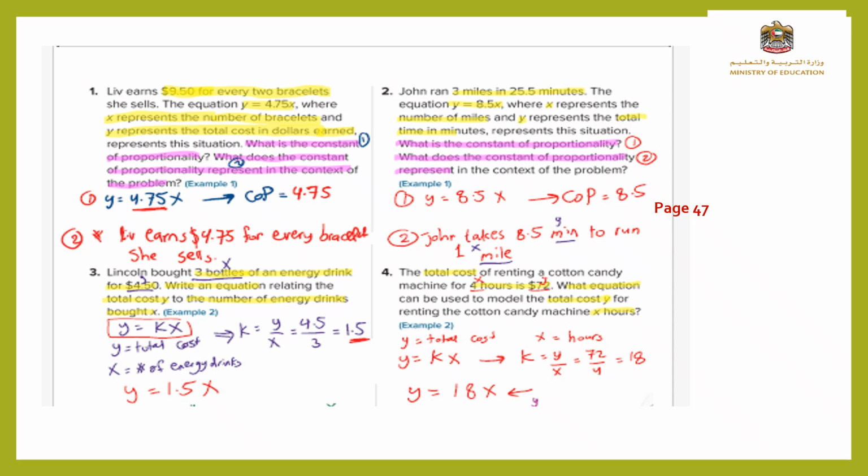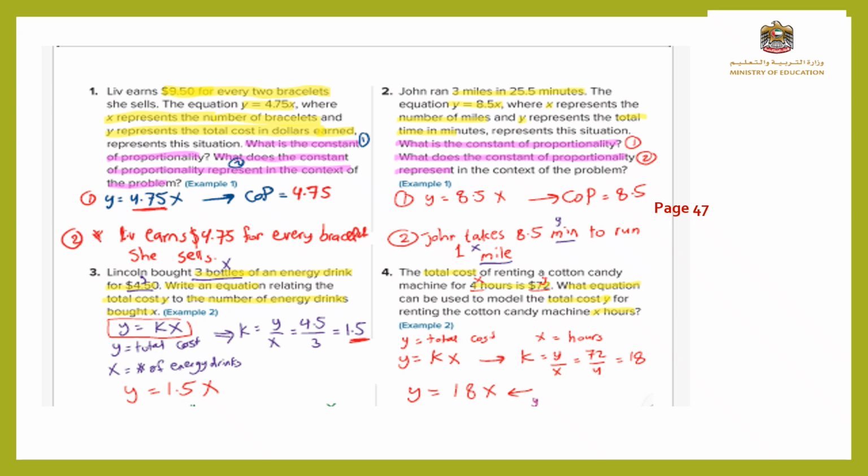Now here you see the same way, without a graph, they have asked you to find the constant of proportionality. So here you see y equal to 4.75x. They have given you the equation. Okay, the sentence whatever it is, just read it. But the important thing is y equal to 4.75x, which means 4.75 is the constant of proportionality.